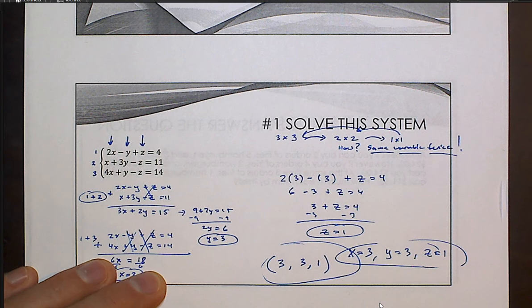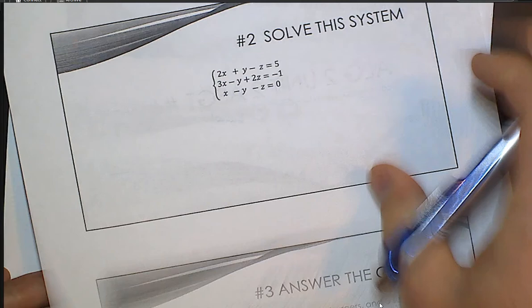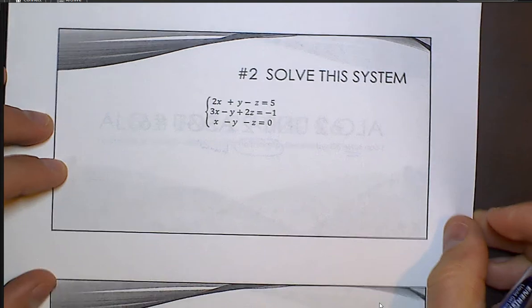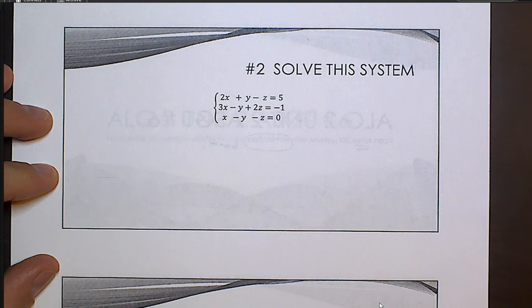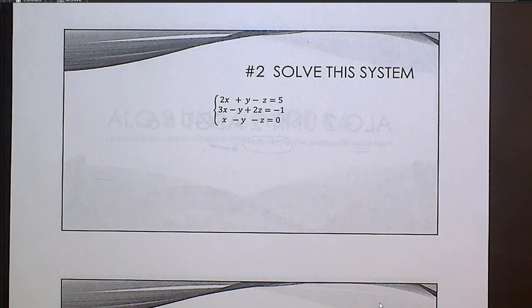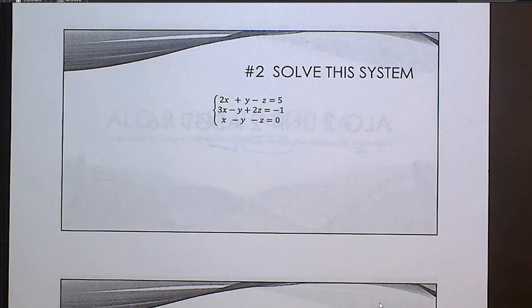Okay, so let's take a look at the back. And the back is another question. So what I'd like you to do right now is just go ahead and hit pause, and I'd like you to try number 2 on your own. See if you can solve that system using elimination. And again, remember, the goal is to eliminate the same letter twice. You want to get rid of the same letter twice.